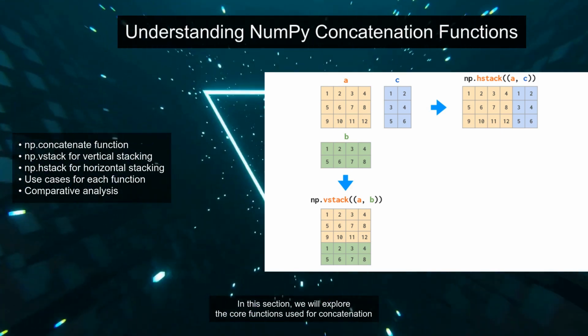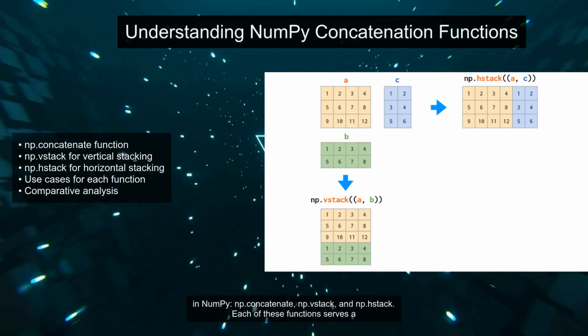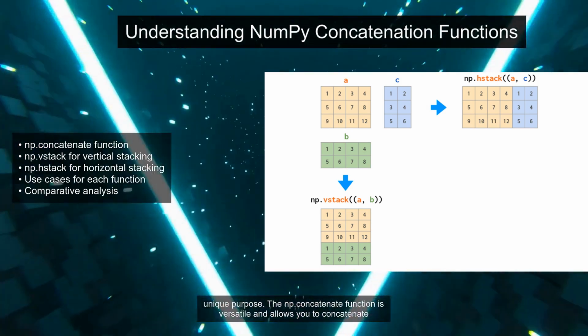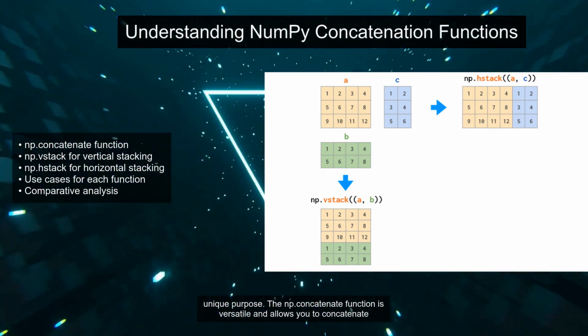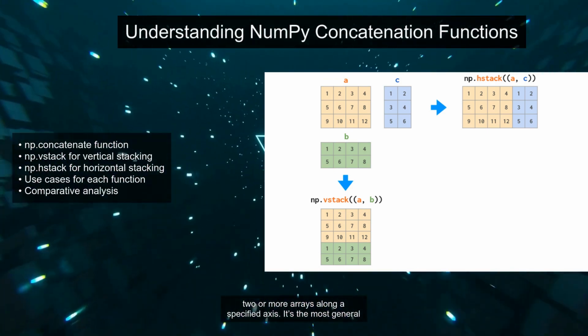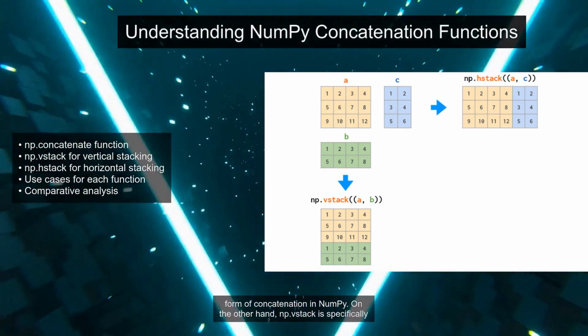In this section, we will explore the core functions used for concatenation in NumPy: np.concatenate, np.vstack, and np.hstack. Each of these functions serves a unique purpose. The np.concatenate function is versatile and allows you to concatenate two or more arrays along a specified axis. It's the most general form of concatenation in NumPy.